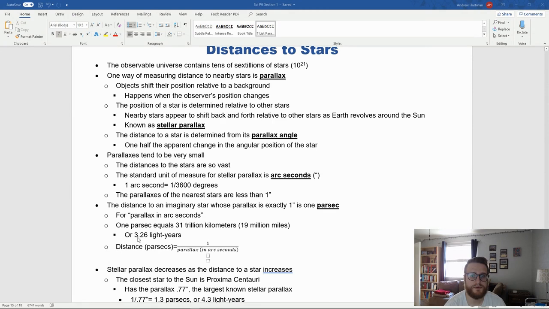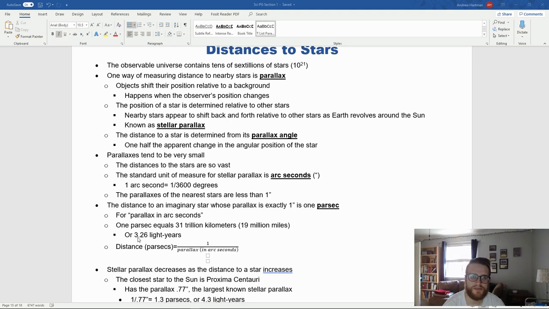And first off, the observable universe contains 10 to the 21 stars, tens of sextillions of stars. And that's just the observable universe, which is just all the light that has come to us since the beginning of the universe, which also helps us plot how old we think the universe is. And so one of the major ways we measure distances to nearby stars is through parallax.